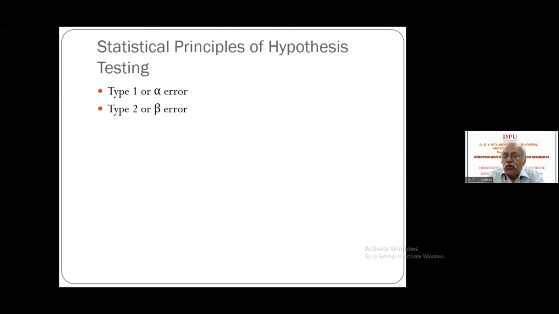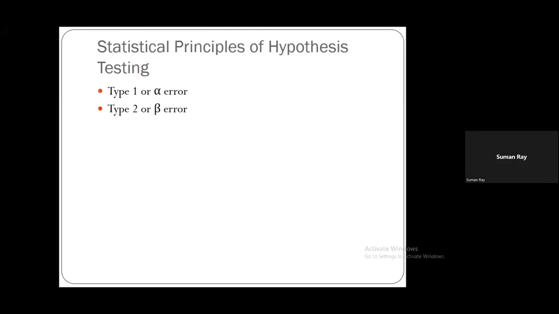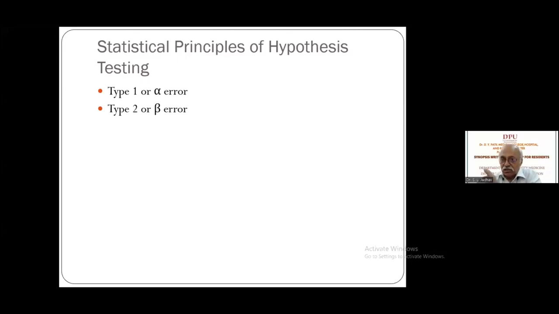Type 1 error is usually kept at 5%. That is why P is equal to 0.05. That is, you are keeping the type 1 error at 5%, 1 in 20. That means if there is no difference between the 2 groups, if 20 people repeat the study, one will find a difference just by chance. That is, the difference will be observed even if there is no difference in the 2 groups, 5% of times it will be observed by chance.